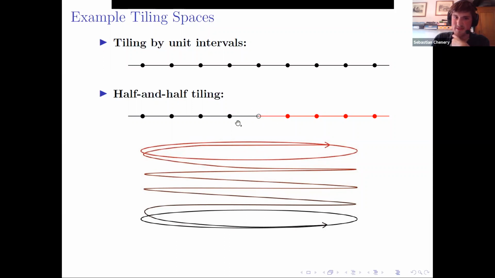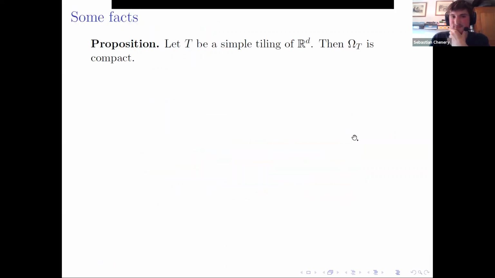Oh, incidentally as well, this half and half tiling isn't repetitive because of this patch in the middle. This black-red is not repeated anywhere else. So this violates repetitivity. And just in the off chance anyone gets bored, perhaps you'd like to think about the tiling space of an infinite chessboard. That's always a rather fun one to think about. It's a good problem.